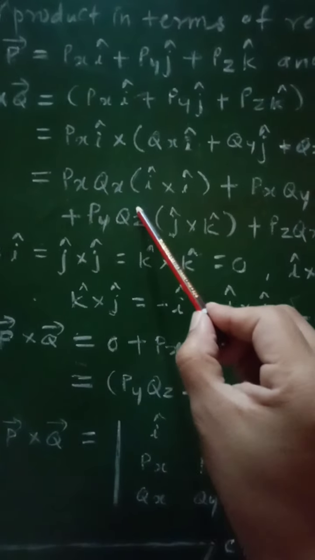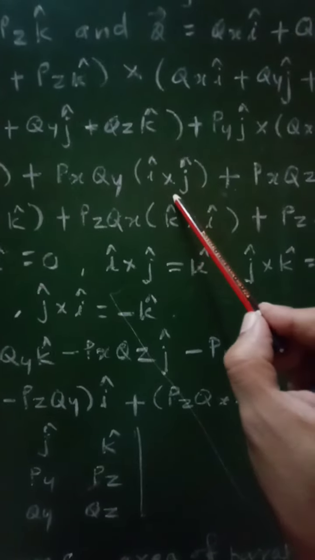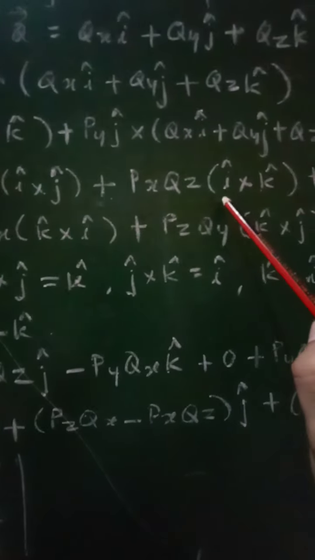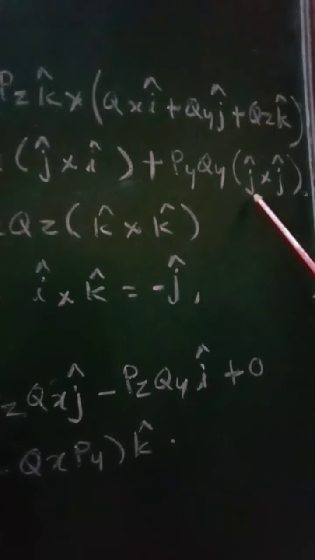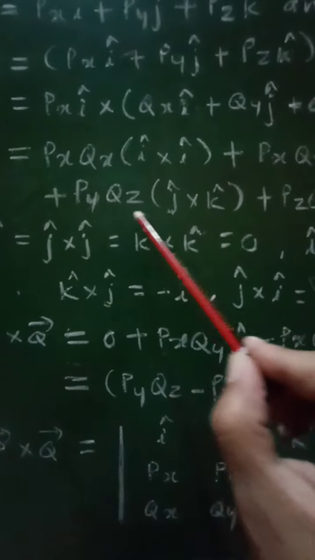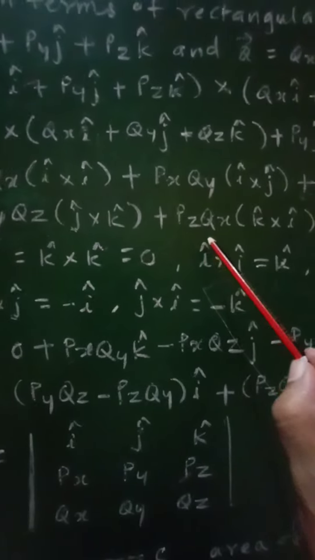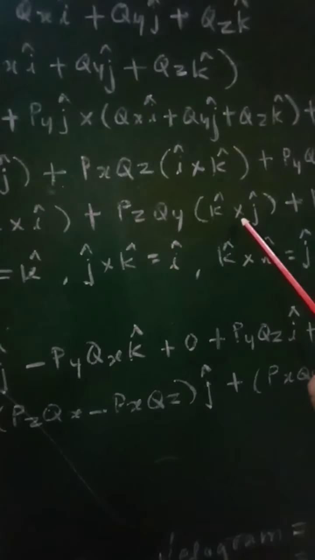Therefore we will get Px Qx into i cap cross i cap plus Px Qy into i cap cross j cap plus Px Qz into i cap cross k cap, then plus Py Qx into j cap cross i cap plus Py Qy into j cap cross j cap, then plus Py Qz j cap cross k cap plus Pz Qx k cap cross i cap plus Pz Qy k cap cross j cap plus Pz Qz into k cap cross k cap.